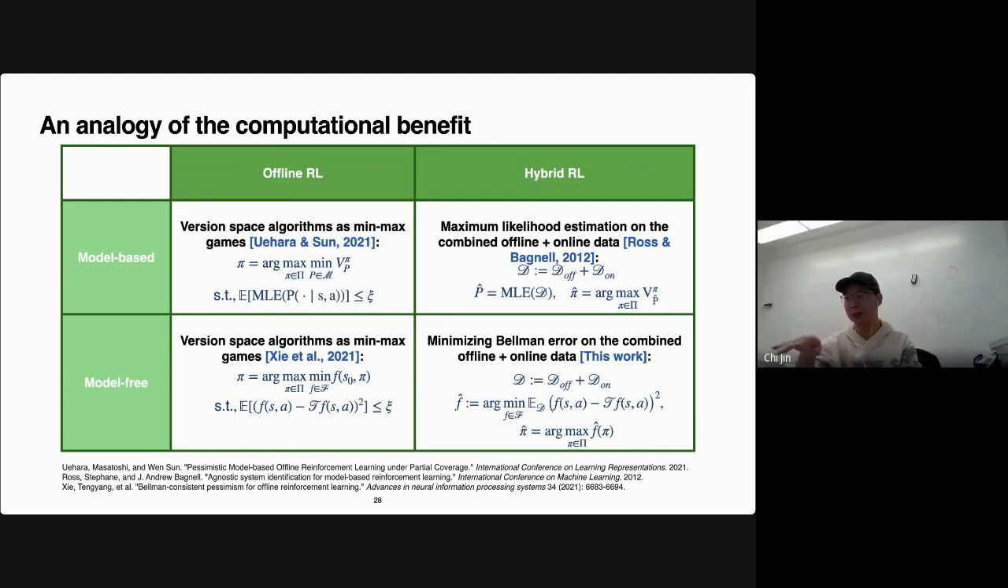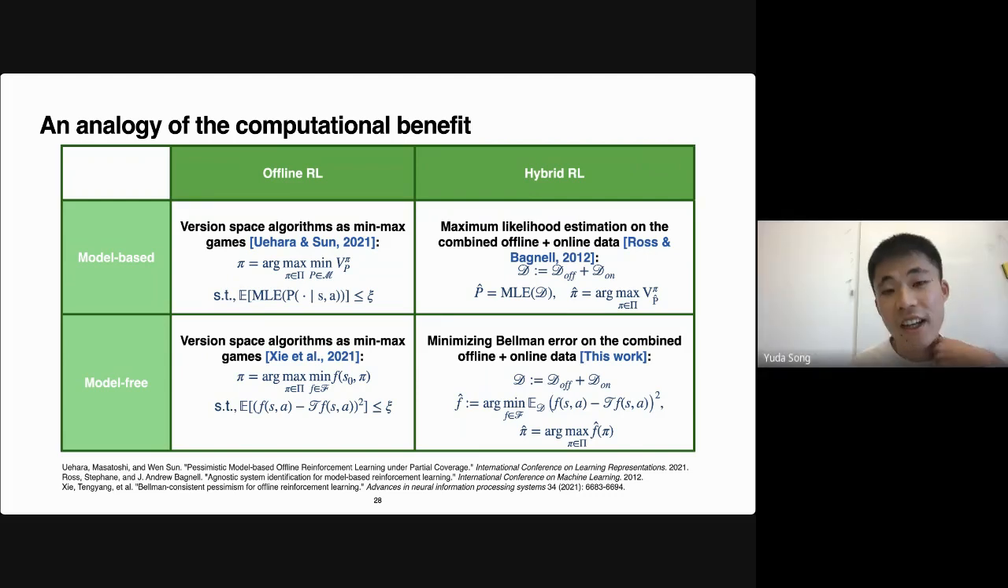Okay, so this is in terms of comparison for the algorithm style. Yeah. One clarification: I'm not saying we know of any fundamental barrier preventing you from doing a computationally efficient algorithm in offline RL in the general setting. It's just that the current algorithms that we know have to do this version space algorithm to ensure pessimism. Sounds good.